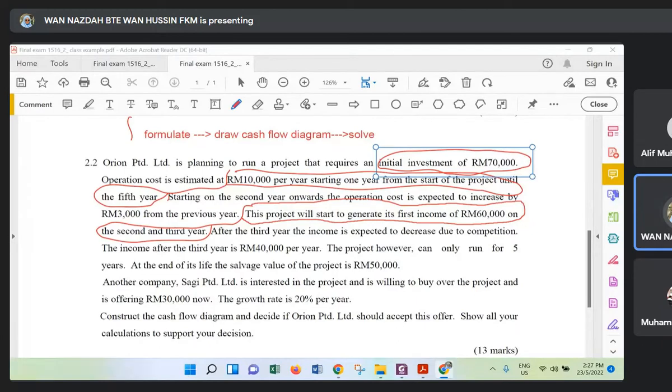Okay, Alif Muhaimin. Muhammad Alif wants to help Alif Muhaimin. Okay. Draw the block diagram of 40,000. That 40,000 is actually income after the third year until the end of the project cycle. Muhammad Alif, do you want to help Alif Muhaimin? I'll try. Good. Trying is what matters. Alif Muhaimin? Yes, Doctor. Where is your answer? I'm still doing it.